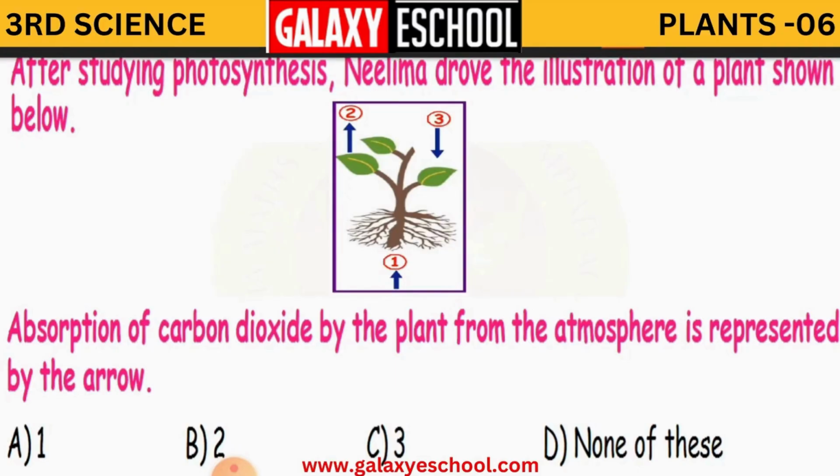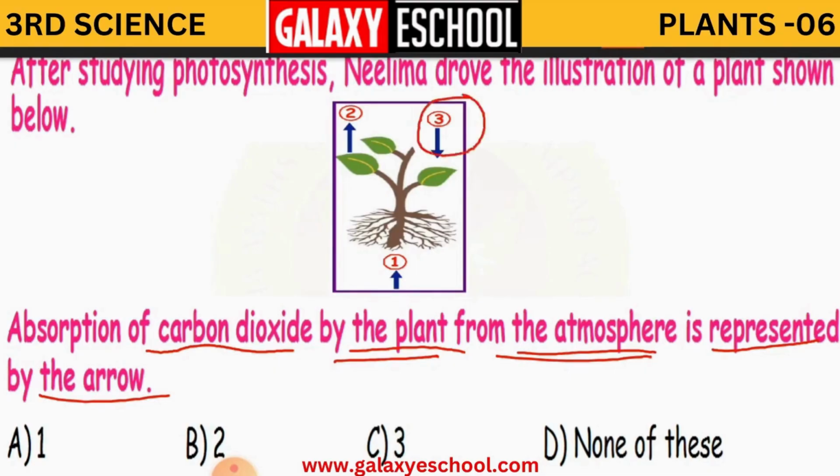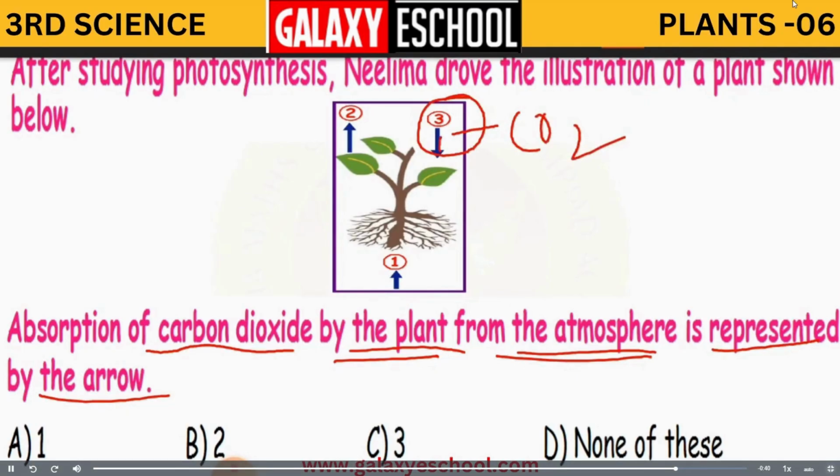What is that? Absorption of carbon dioxide by the plant from the atmosphere is represented by the arrow. Which arrow is representing the absorption of carbon dioxide by the plant from the atmosphere? So where can you find these children? Yes, you can find it in the three options here. So CO2 is nothing but carbon dioxide which is in the air. So this is absorbed by the plant.